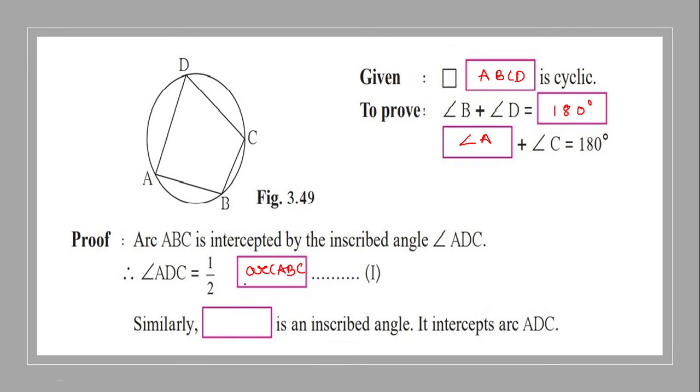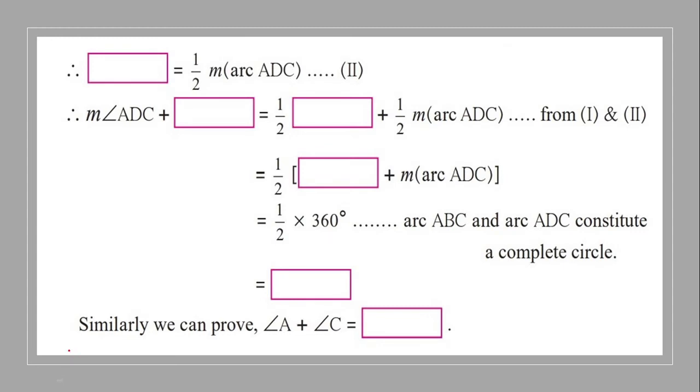Similarly, what else can we have? Which more angle is inscribed? Which more is an inscribed angle? It intercepts arc ADC. Now which more angle do we have? We have angle ABC. So let's write: angle ABC is an inscribed angle. Therefore, angle ABC will also become half of measure arc ADC.